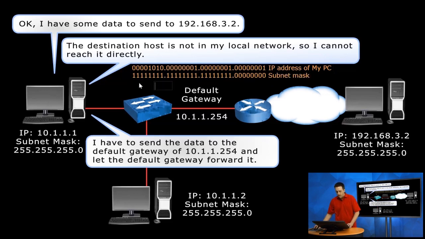My network ID is going to be this. All right, so that is the network ID of my PC. So now what do we want to do? We want to take my network ID and compare it to the exact same binary bits in the destination address.